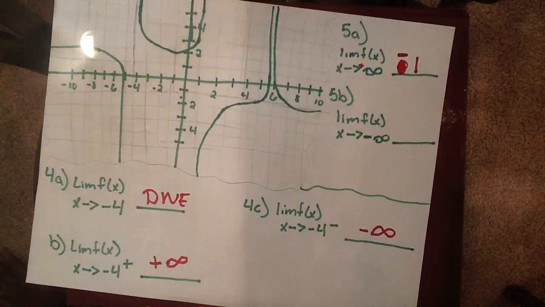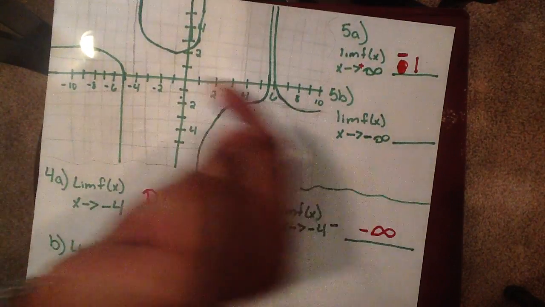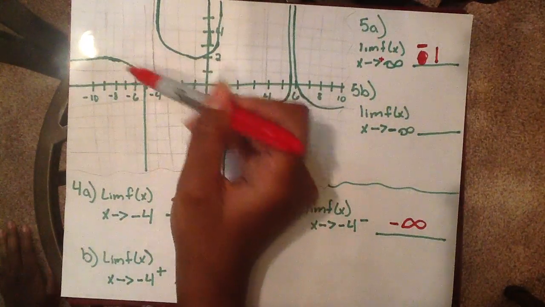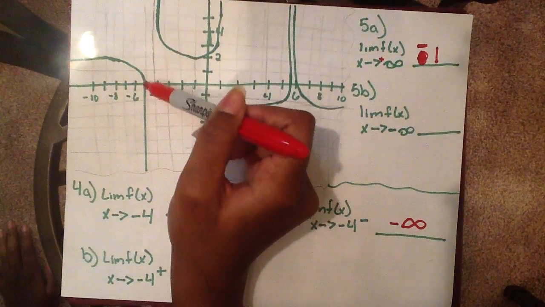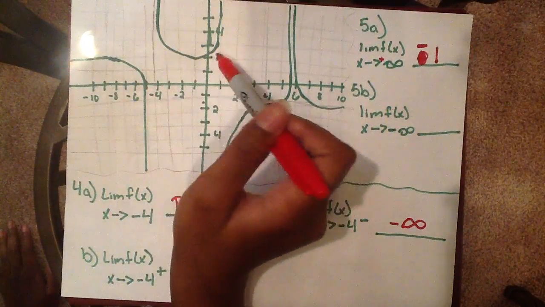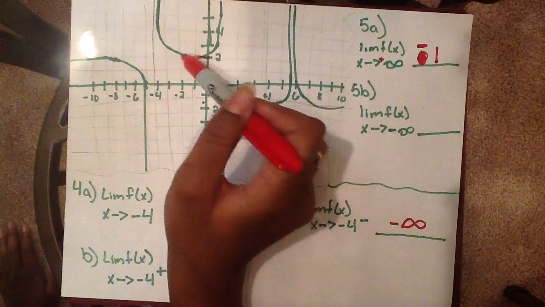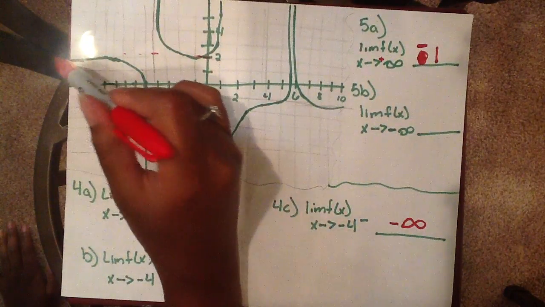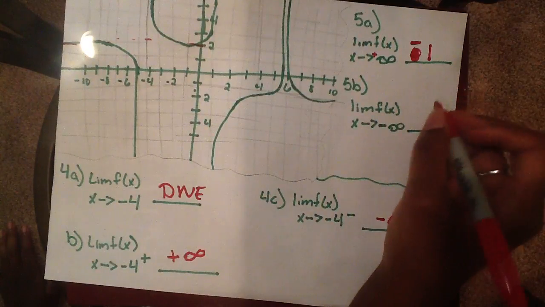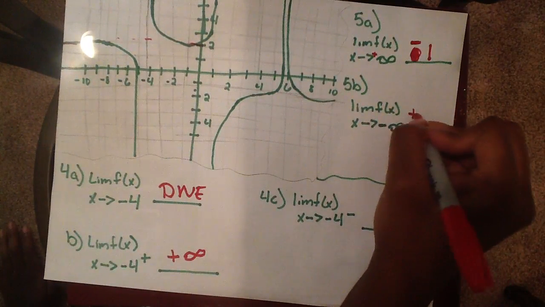And then for 5b, it asks for the limit of f of x as x approaches negative infinity. So looking towards the left, which is where our values go negative, we see that our value is kind of on our line. It's going towards negative infinity. It's never stopping. And what's that value? 2. So the limit of f of x as x approaches negative infinity is going to be a positive 2.